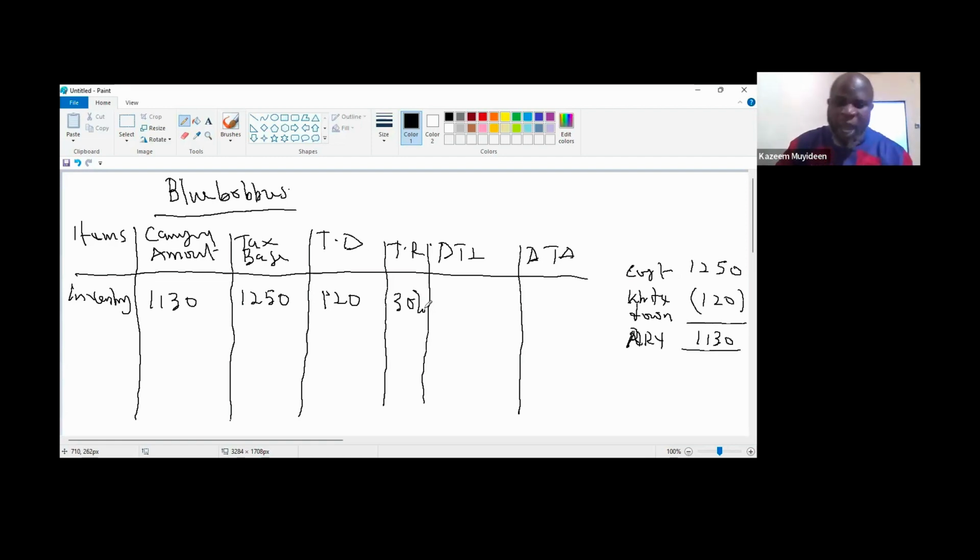30%. Is it a deferred tax liability or deferred tax asset? Don't forget, we said when the carrying amount is lesser than the tax base, it will give us what? Deferred tax assets. So this is a deferred tax asset. 30%, 120 times 0.3. That will give us 36.